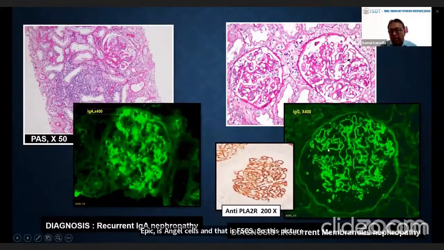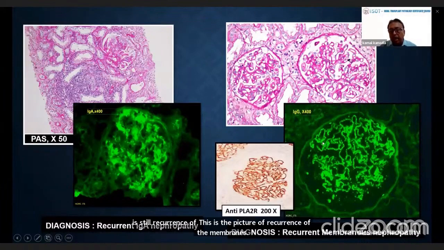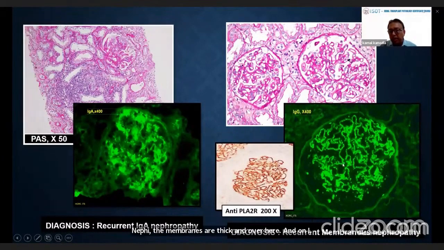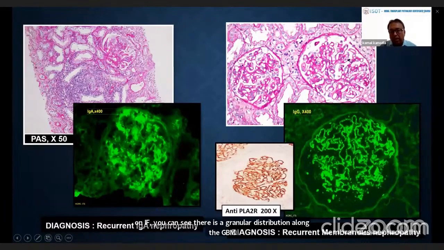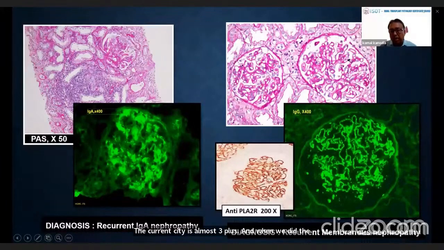This is a picture of recurrence of membranous nephropathy. The membranes are thickened here. On IF, you can see a granular deposition along the GBM, with an intensity of almost 3 plus. When we did anti-PLA2R, it was positive along the GBM. This confirms the recurrence of membranous nephropathy.